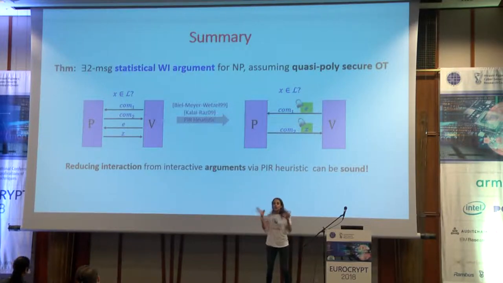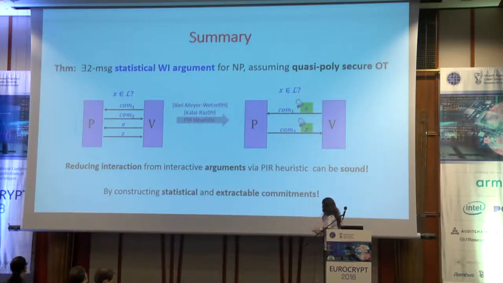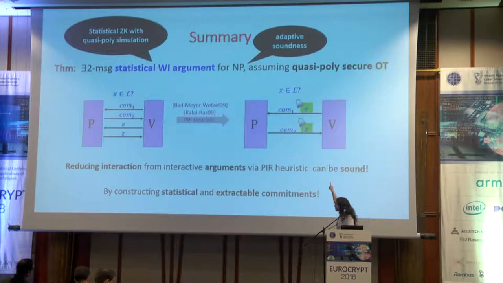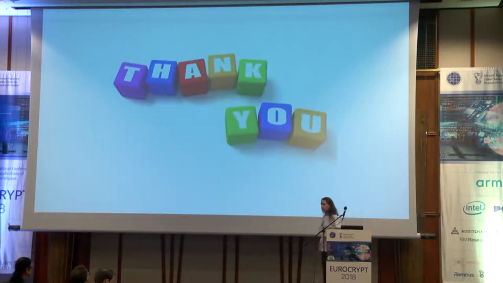And by taking your argument and flipping it to sometimes being proof, but sometimes being argument, you can gain soundness. So I think it'll be interesting to get more out of this trick. And the way we do it is by constructing a statistical and extractable commitment. Let me just say a word about the more. Beyond WI, we get statistical zero knowledge with quasi-poly simulation. For example, we get adaptive soundness of this protocol, so X can be chosen even based on the first message. We still get soundness. We get statistically strong WI in the delayed input setting and more, which I don't have time to talk about. Okay, thank you.